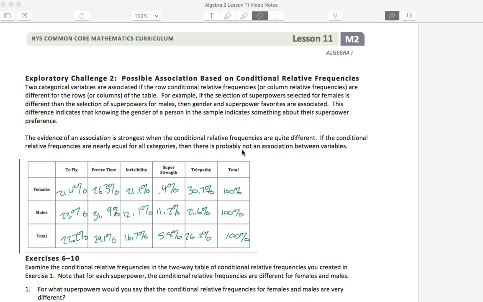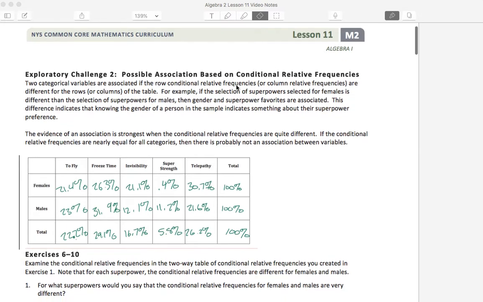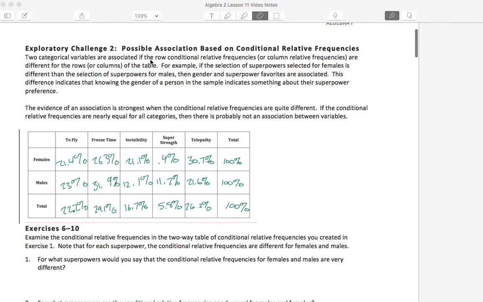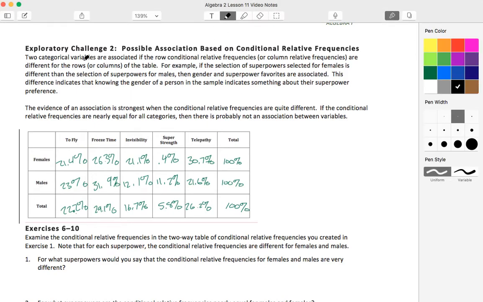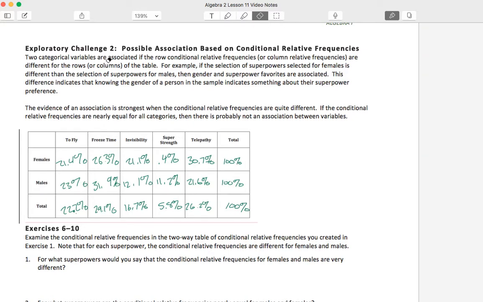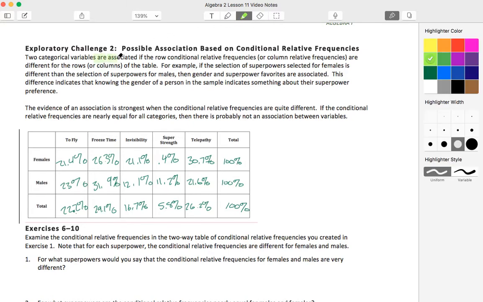For lesson 11, this is the second exploratory challenge in the classwork, and it's titled Possible Association Based on Conditional Relative Frequencies. Two categorical variables are associated if the row conditional relative frequencies or column conditional relative frequencies are different for the rows or columns of the table.